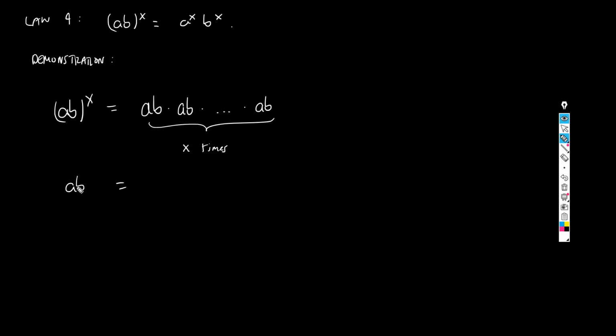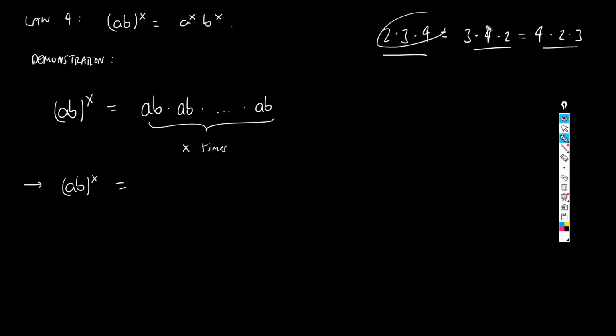Perfect. Now, if you remember, there is a very common mathematical fact that says that the order of the products doesn't affect the result, right? I mean, the order of the factors doesn't affect the result of the product. So 2 times 3 times 4 is equal to 3 times 4 times 2, which is equal to 4 times 2 times 3. I can rearrange the factors in any way I want, and I will always get the same result. So that's what I have in here. I have a times b times a times b times etc. So I may want to rearrange the order of the factors.